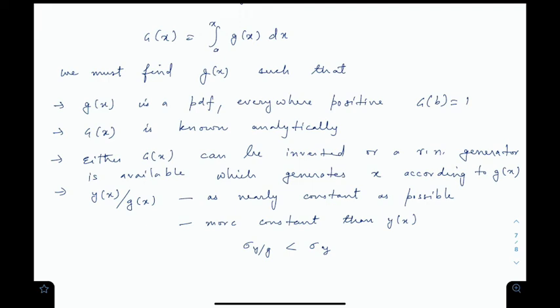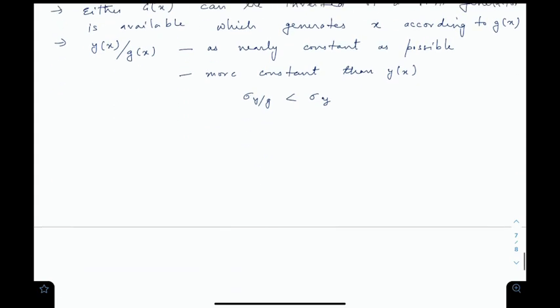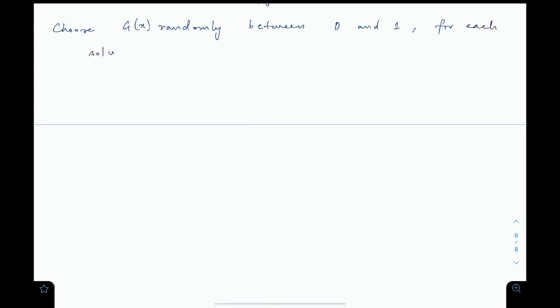We then choose values of capital G randomly between 0 and 1 for each g, solve for x, and sum over y of x by g of x.